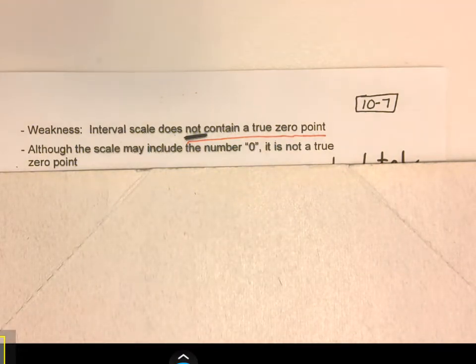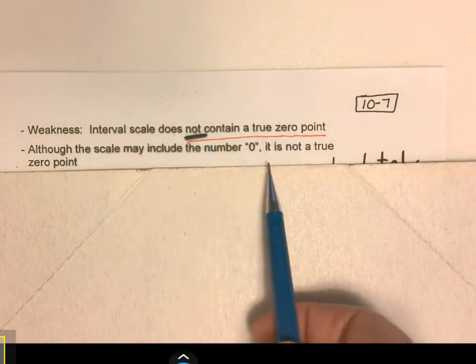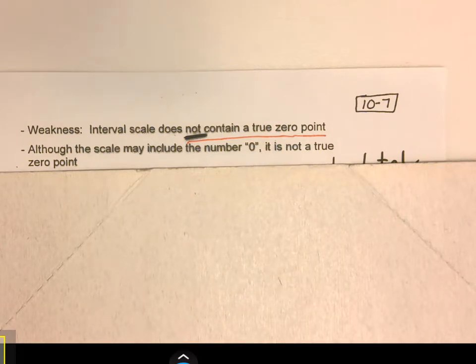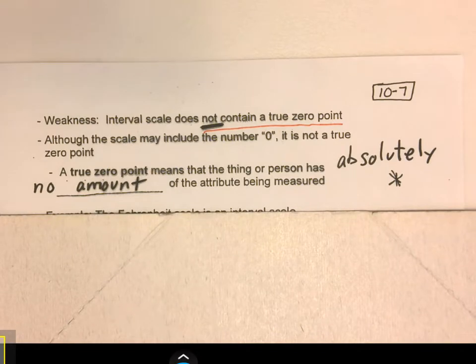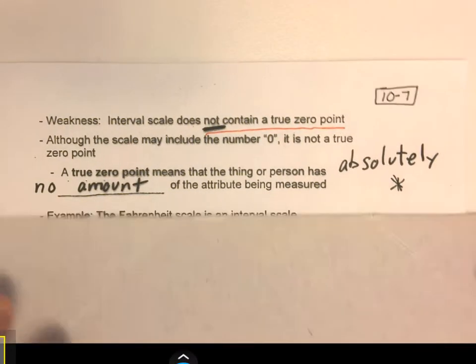Although the scale might include the number 0, this number 0 is not what statisticians call a true 0 point. A true 0 point means that the thing or the person has absolutely no amount of the attribute that's being measured. If you're using a scale that does have a true 0 point, and somebody gets a score of 0, that means they have absolutely nothing of whatever it is that you are measuring.